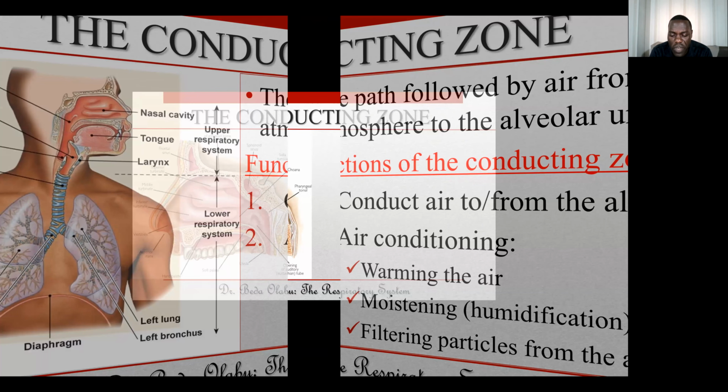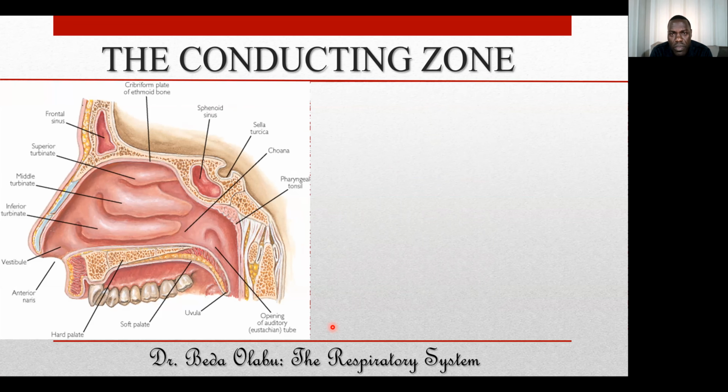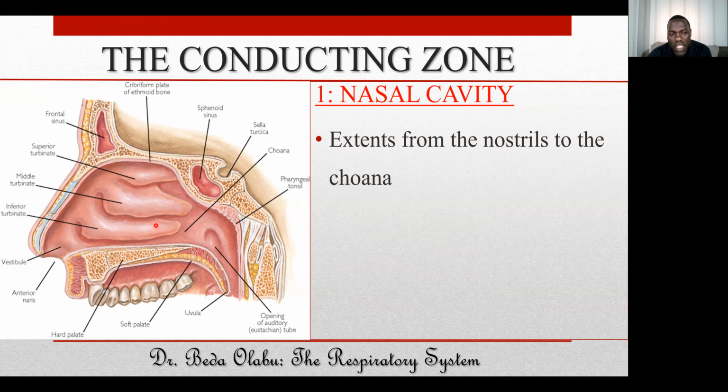Let's go through the different parts of the conducting zone. We start with the nasal cavity. So this is the nasal cavity, basically the nose. The anterior opening of the nasal cavity is what you call the nostrils. You have two of them, the right and the left one. You can call the nostril the anterior nares. The posterior extent of the nasal cavity is this region here, which we call the choana. The choana is a junction between the nasal cavity and the pharynx.